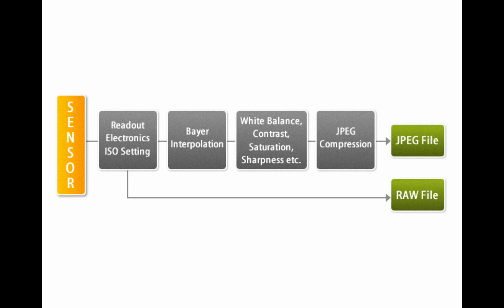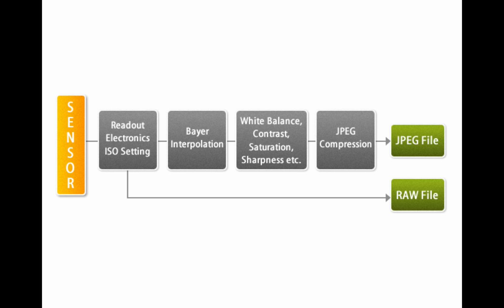Here you have the information coming from the sensor on the left, and the readout, the electronics, and the ISO setting, all the metadata that is imbued on a file after it gets taken, after a photograph gets snapped, that is written on that RAW file, and it is the information from the camera in its purest form. It is almost the equivalent of a negative if you're thinking about analog photography.